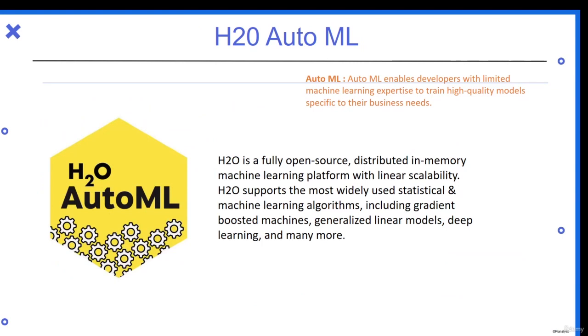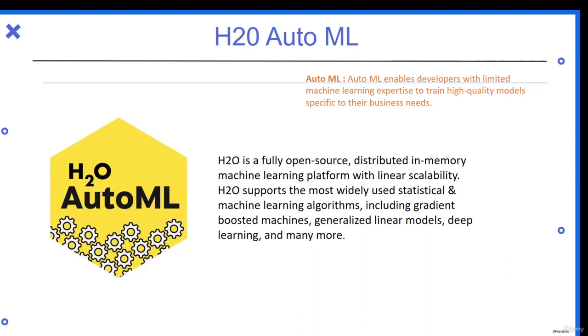Now, in AutoML algorithms, let us discuss what AutoML is. AutoML enables developers with limited machine learning expertise to train high quality models specific to their business needs. Basically, AutoML automates all of the model development part. In this section, we'll be using H2O AutoML.